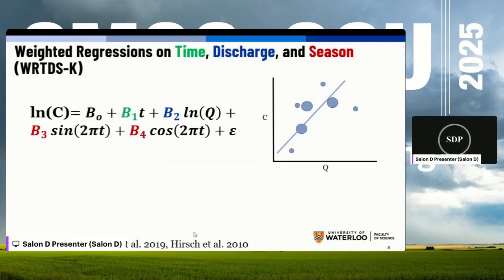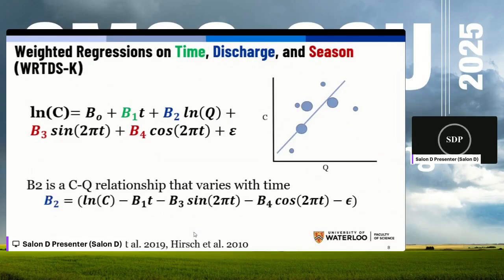This was a method developed by Hirsch et al. at the USGS, and has been built upon in years after. And WRTDS is unique because it makes a specific CQ relationship for each day in your study period. It does this by assuming that a day is more similar to another day if they are close temporally, if they are similar in discharge, and if they are similar in season. And so Zhang et al., who was a student of Hirsch, went on to propose that the B2 coefficient of this relationship could be used as a daily representative of the CQ slope.